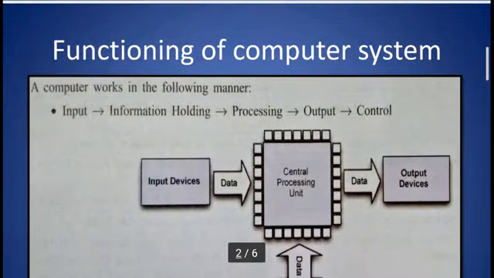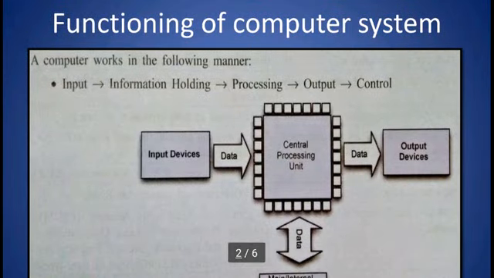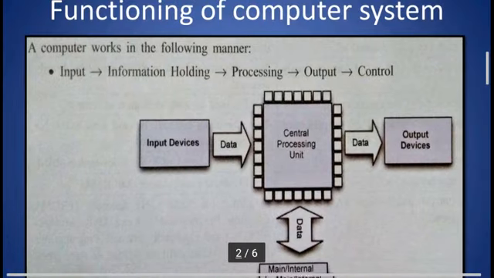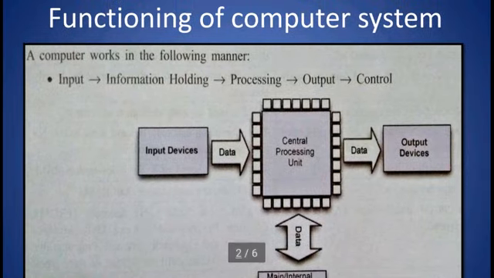Today's topic is the functioning of a computer system. Because a computer is an electronic machine, it also works systematically, one step at a time. A computer works in the following manner. First, every computer always takes input. After taking input, it holds the information, then it performs processing, then we get output, and all the above operations must be controlled.